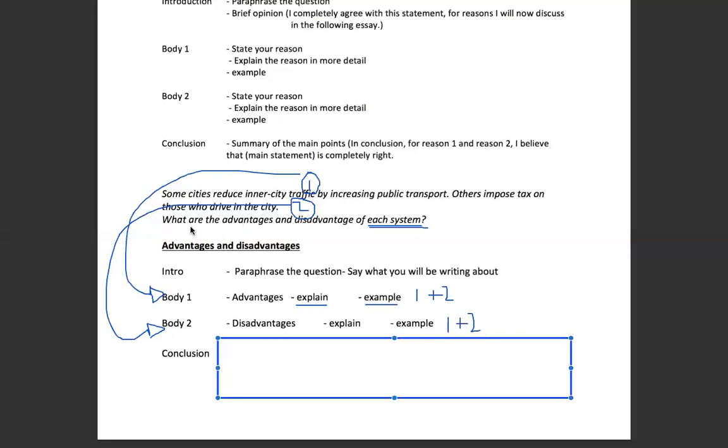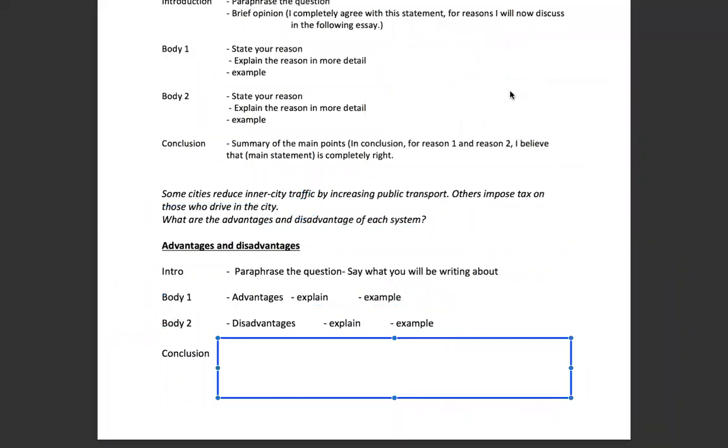All right, it says, what are the advantages and disadvantages of each system? Okay, so you can, as I said, describe the advantages and disadvantages of number 1 in body 1 and the advantages and disadvantages of number 2 in body 2. Okay, so that's the other way to do it.